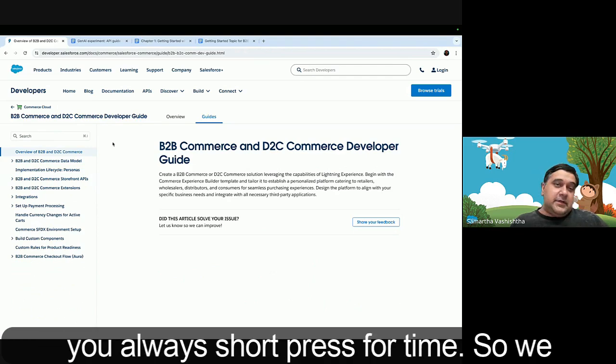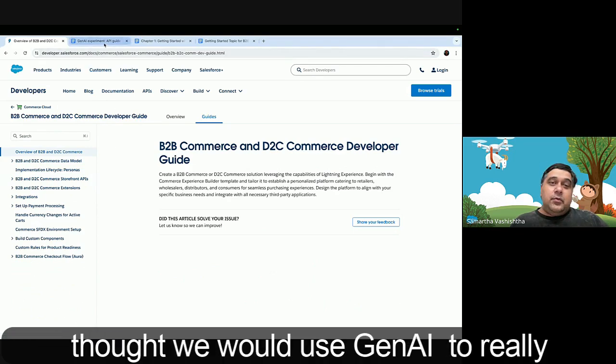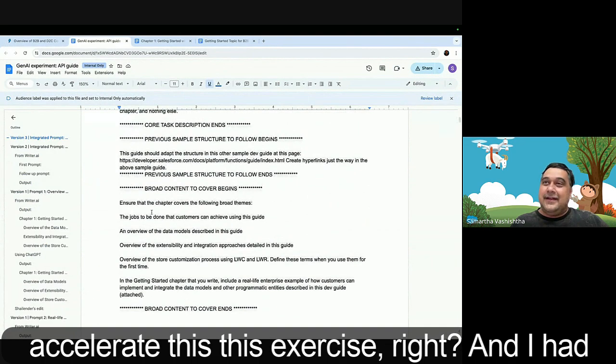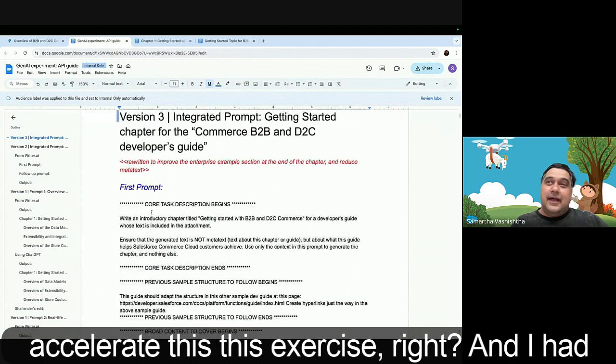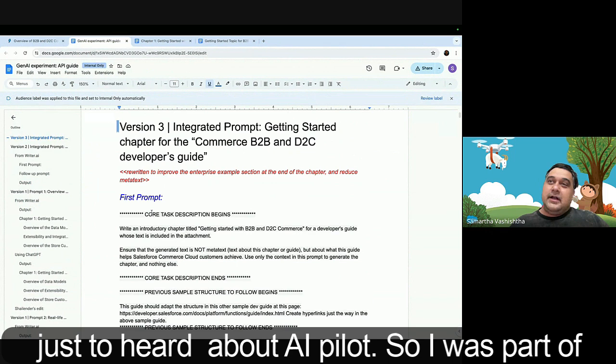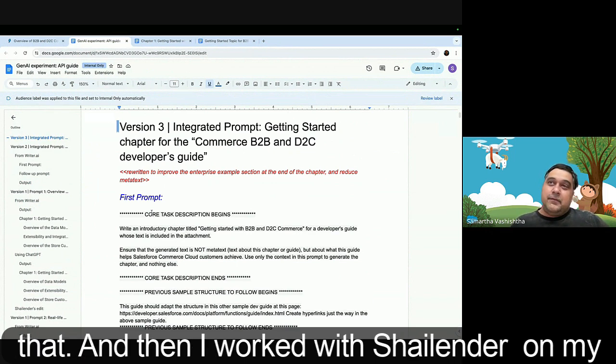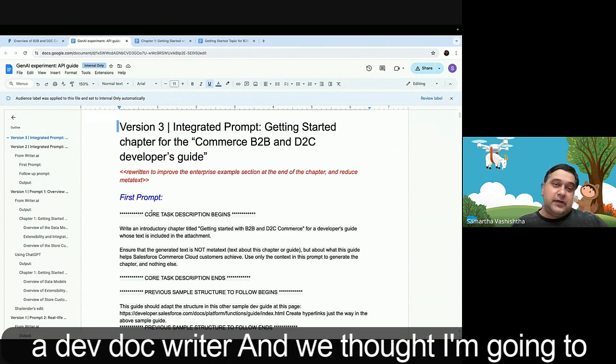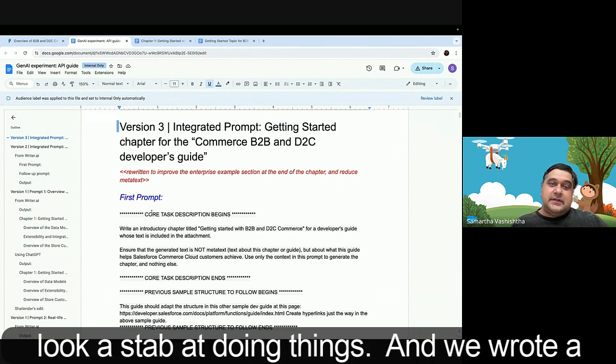We were always short pressed for time, so we thought we would use Gen AI to really accelerate this exercise, right? And I had just joined the Writer.ai pilot, so I was part of that. And then I worked with Shailendra on my team. Shailendra is a DevDocs writer on our team, a lead DevDocs writer. And we sort of took a stab at doing things. And we wrote a prompt.